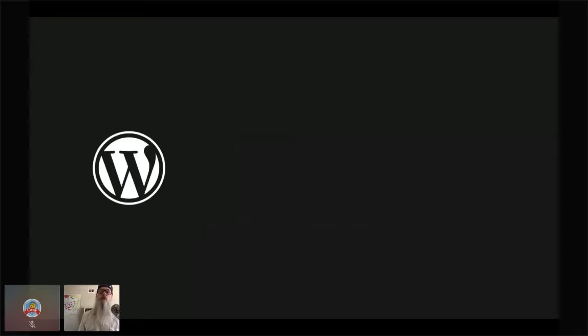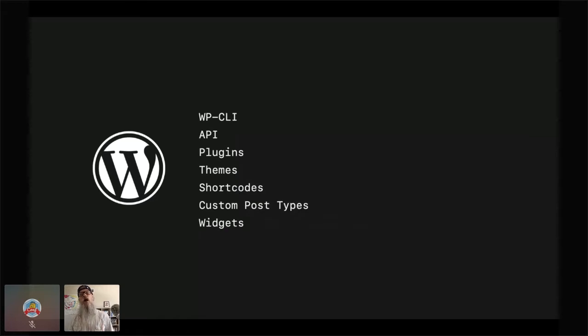And we see this, right? We see this take shape in a variety of ways. We have the CLI, we have the API, plugins, themes, shortcodes, custom post types, widgets, custom fields, I'd add. There's just a variety of ways in which people are extending WordPress nowadays. A lot of these things lead into headless WordPress, which I believe is a track at this conference.